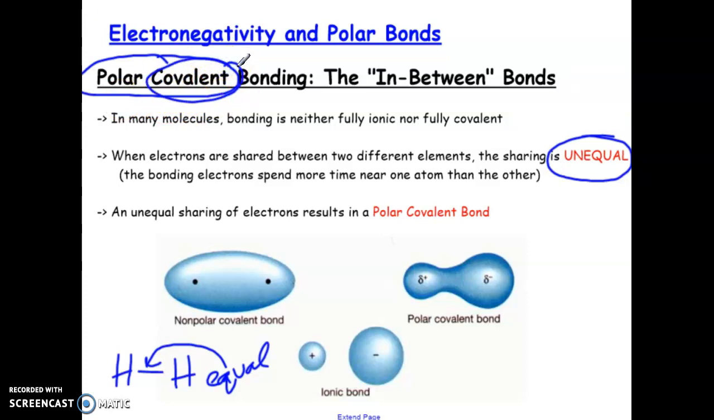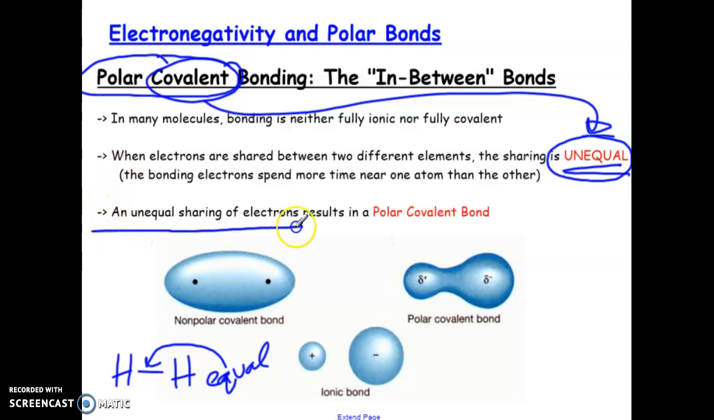So a polar covalent bond is still a covalent bond, so meaning you have sharing of electrons that are happening. However, the most important thing to make note of is that a polar covalent bond means that it is now an unequal sharing of electrons. So what that means is these electrons are not necessarily spending the same amount of time between the two atoms. You'll have one atom having more electron attraction than the other. So an unequal sharing of electrons results in a polar covalent bond.